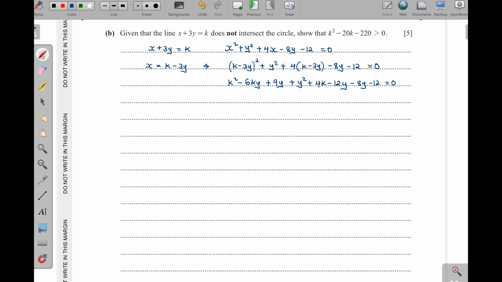So it's a quadratic in y, right? Now this is 9y squared plus y squared, isn't that 10? So that is 10y squared. And then from there, plus, let's get the coefficients of y. This is 4k.